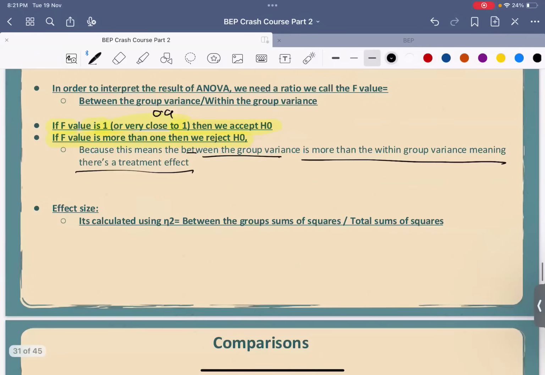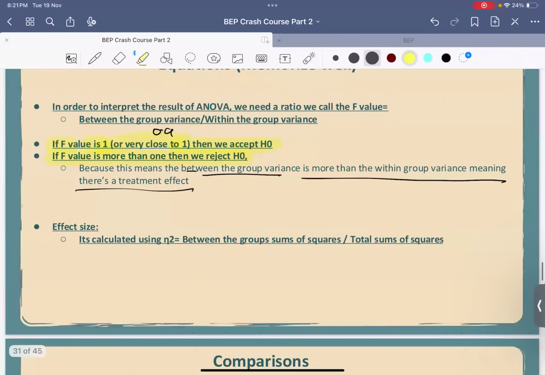The effect size in ANOVA is calculated using this symbol, whatever it's called, and they might ask you this. You remember the effect size, how we calculated the confidence interval? The difference between the means over the standard deviation. This is different. In ANOVA, we don't use that equation. We use this equation, which represents effect size. They might ask you in the exam, effect size in ANOVA is calculated using which of the following, and they'll give you this sign as an option.